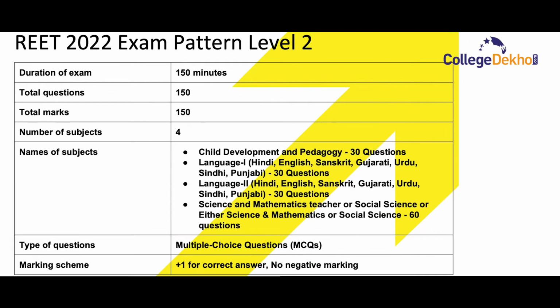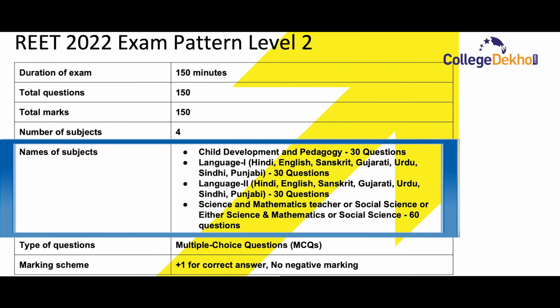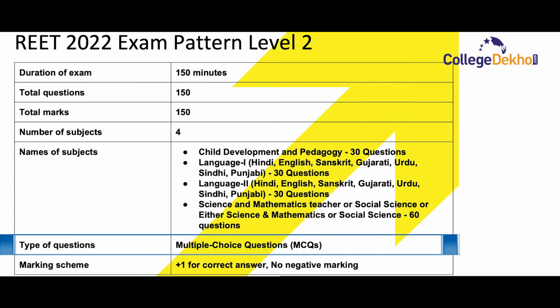Now let us look at the exam pattern for the level 2 exam. For level 2 exam also, the duration of the exam will be 150 minutes. There will be 150 total questions for 150 marks. There will be 4 subjects: child development and pedagogy for 30 questions, language 1 for 30 questions, language 2 for 30 questions, and either science and mathematics teacher or social science teacher for 60 questions. There will be MCQ type of questions in the exam and for each correct answer 1 mark will be awarded and there will be no negative marking for an incorrect answer.